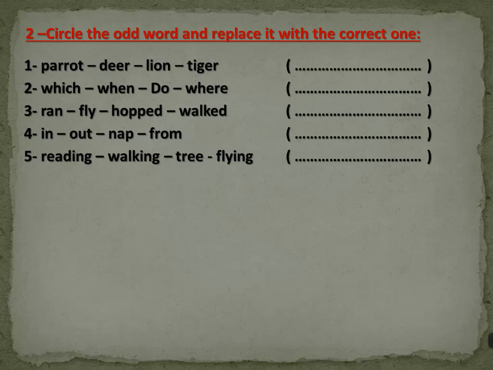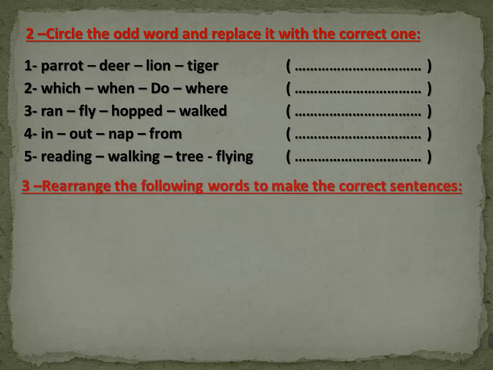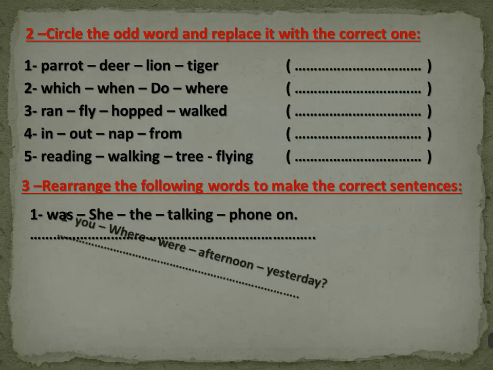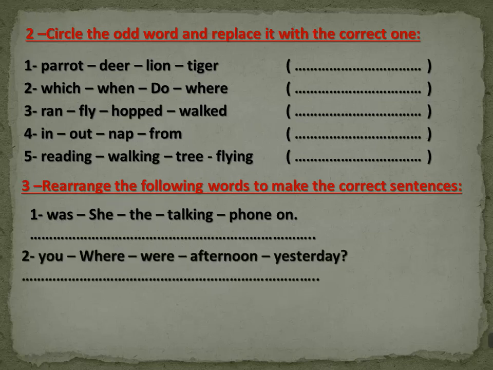Number three, rearrange the following words to make the correct sentence. Number one, was she there talking phone on? Yes, she was talking on the phone. Number two, you were where afternoon yesterday? Yes, where were you yesterday afternoon?